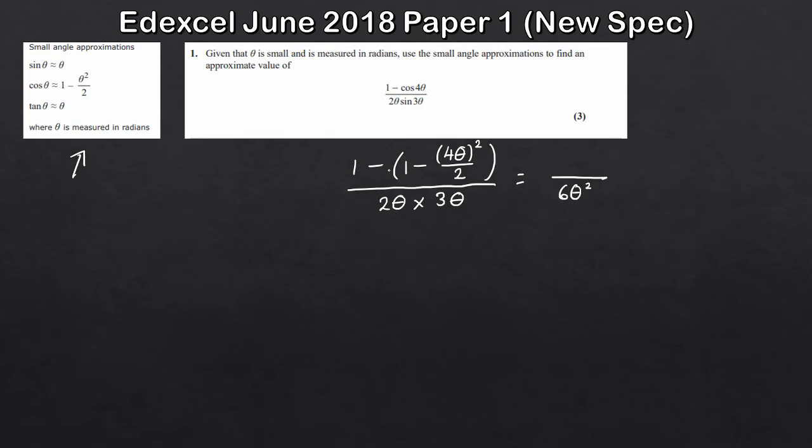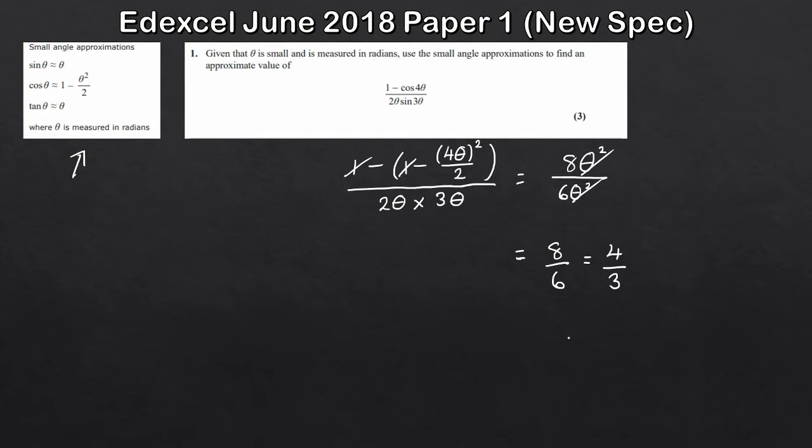The numerator now, so it's 1 minus 1, so the 1's will just cancel. We've got minus this expression here. So essentially this is all positive now. So (4 theta) squared is 16 theta squared, and we divide it by 2, so that would give us 8 theta squared there. And then simply, we just need to divide through now for the final line of working. So dividing both top and bottom by theta squared, we're going to get 8 over 6, and that would simply give us 4 over 3 there.